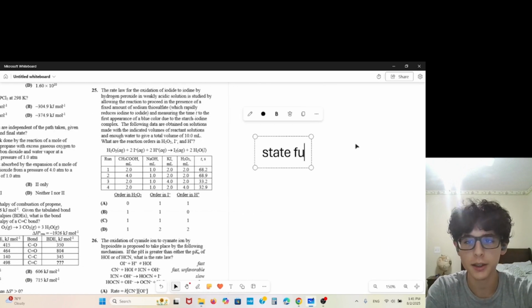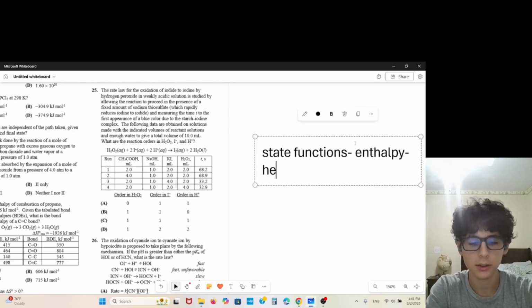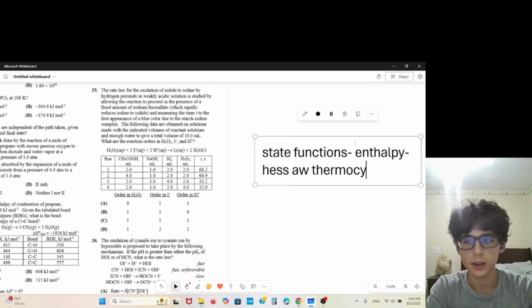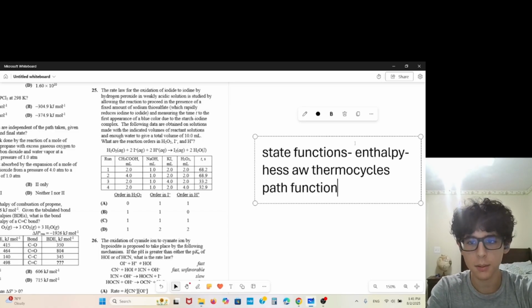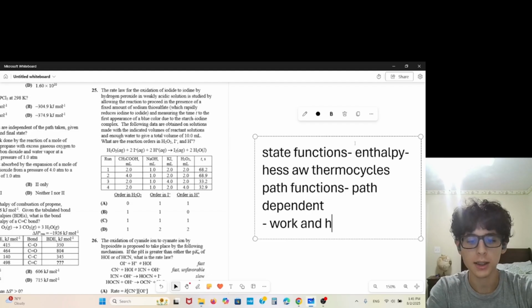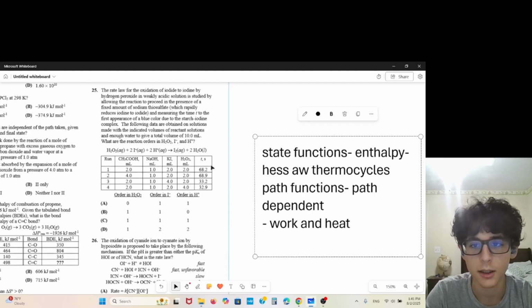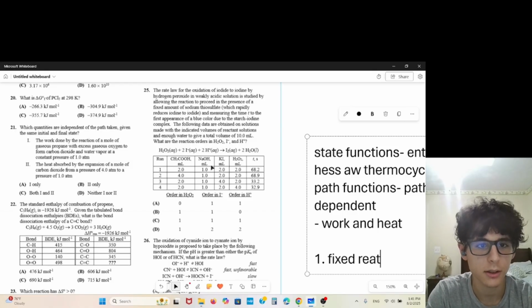Okay. So 21, really simple. State functions like enthalpy, Hess's law, thermal cycles, right? It doesn't matter how you get to the value, you're going to get the same value. Path functions are the opposite. These are path dependent, mostly work and heat. That doesn't mean that work and heat can't be independent of the path taken, however, right? Because here you got, for one, a fixed reaction.